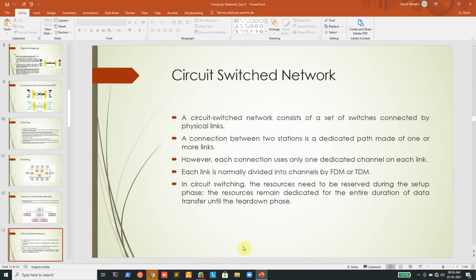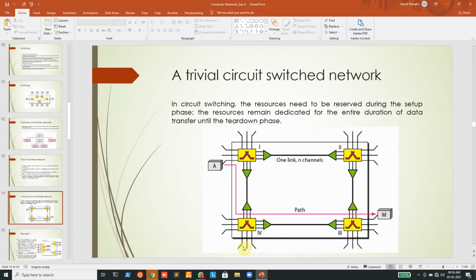Before the communication begins, there will be a setup phase, and after the communication ends, there will be a tear down phase. What is a setup phase? What is the tear down phase? We will see in the next slide. Generally, a trivial circuit switched network will look like this. In circuit switching, the resources need to be reserved during the setup phase. The resources remain dedicated for the entire duration of data transfer until the tear down phase.